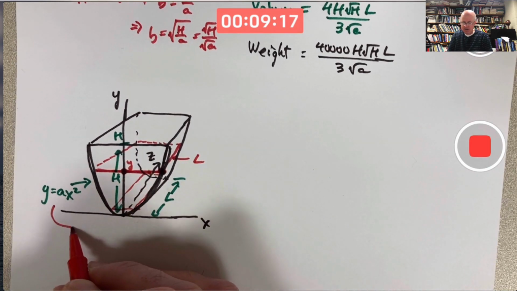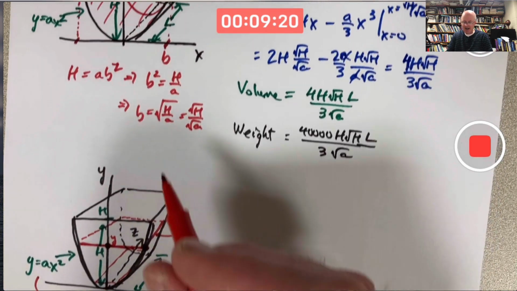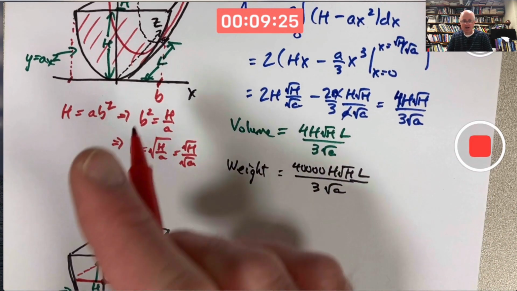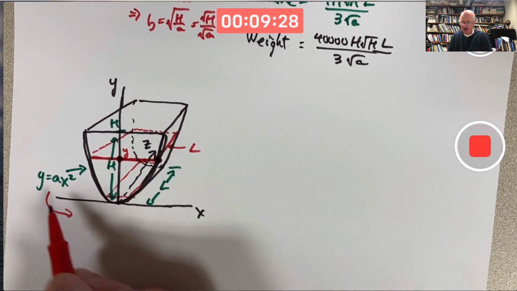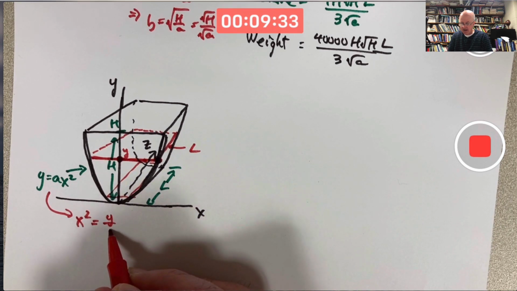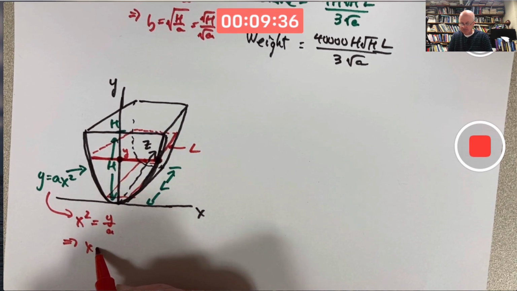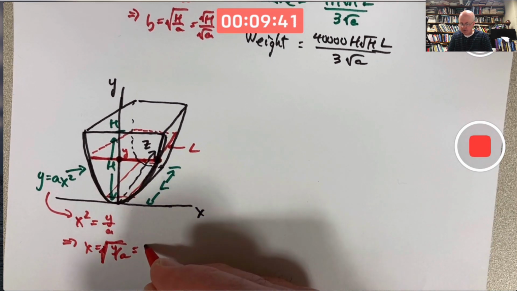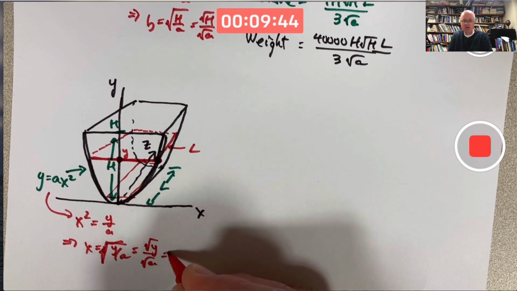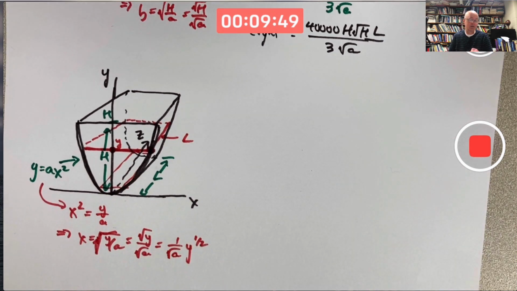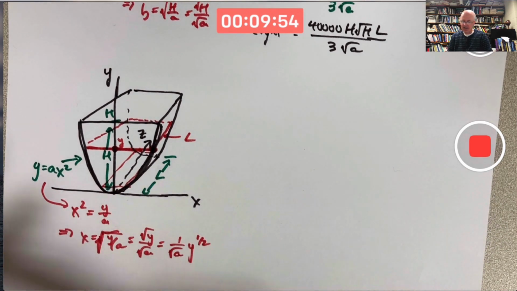In other words, I need to solve this equation for x, which is quite analogous to solving this equation for b, but I was thinking of h as a constant back up here. Here I'm thinking of y really as a variable. Divide both sides by a, I'll get x squared as y over a. So x is square root of y over a, which again, like before, is the square root of y divided by the square root of a. And I'm going to integrate with respect to y, so I think I'll write this as 1 over square root of a times y to the 1/2 power, because that'll make it a little easier to think about integrating it. That is x. That's this distance right here.